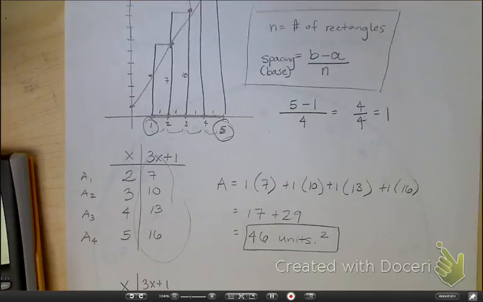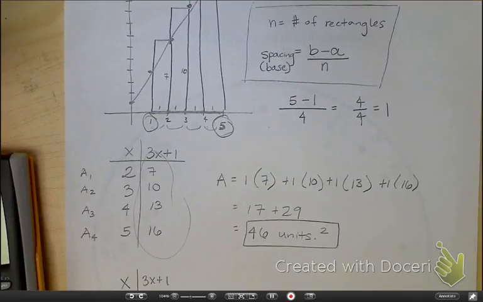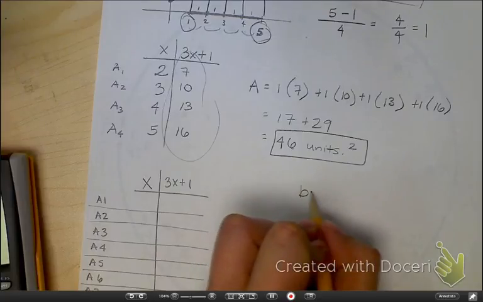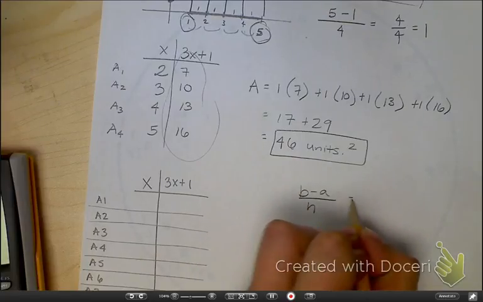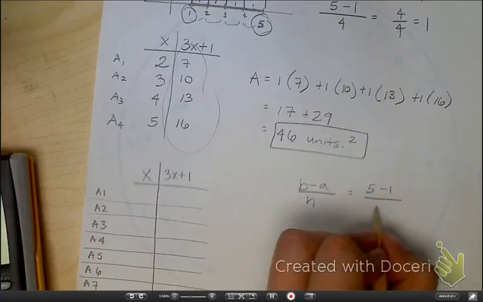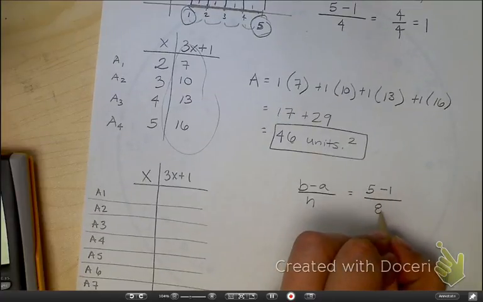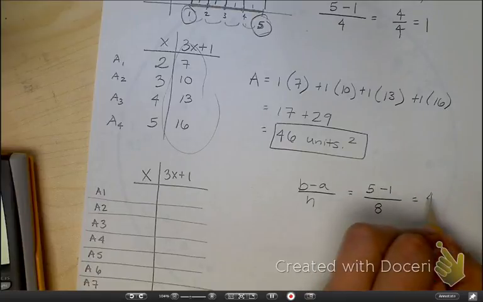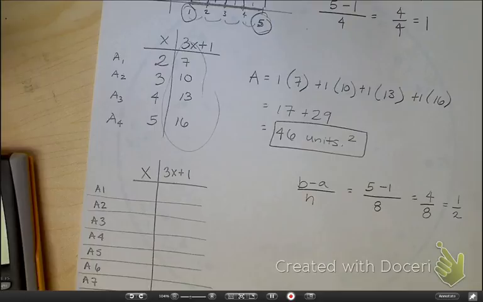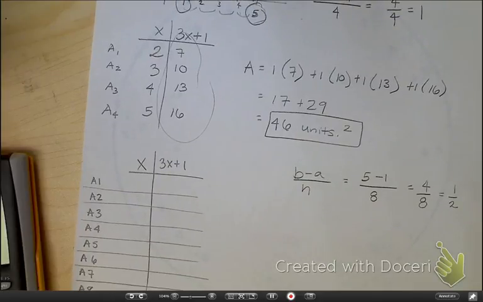So doing the same thing for part B, to figure out the length of the bases, I should do b minus a divided by n. So in this case it's 5 minus 1, because I'm keeping the same endpoints, divided by the number of rectangles that I want, which is 8. So this is 4 divided by 8, which is 1/2. So the base of each of these rectangles is going to be 1/2.